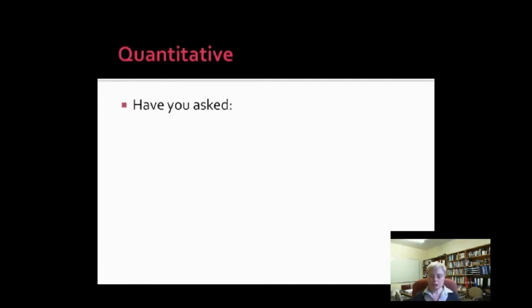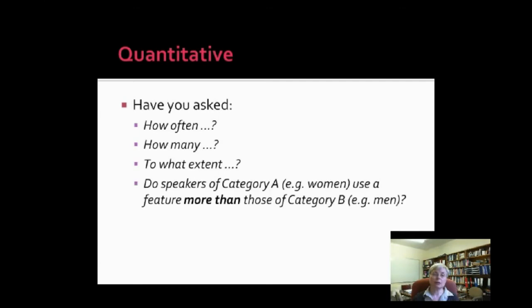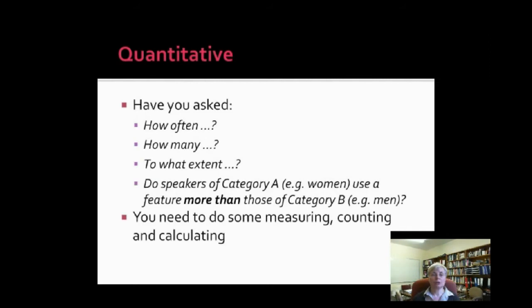If your questions are things like how often does something happen, or how many instances of something do you find, or if you've got a question of the to what extent kind, or do speakers use a feature more if they belong to one category than another category, then you're probably taking a quantitative sort of approach, and in that case you need to do some measuring, some counting and some calculating.